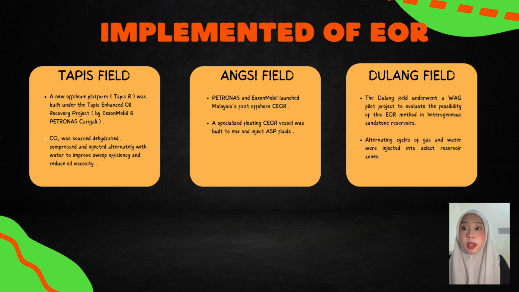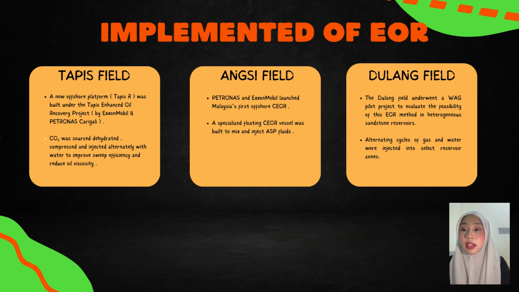So the first implementation strategy at Tapis Field is CO2-based WAG-EOR, which was introduced after decades of natural production decline. A new offshore platform, Tapis-R, was built under the Tapis Enhanced Oil Recovery Project by ExxonMobil and Petronas Carigali.